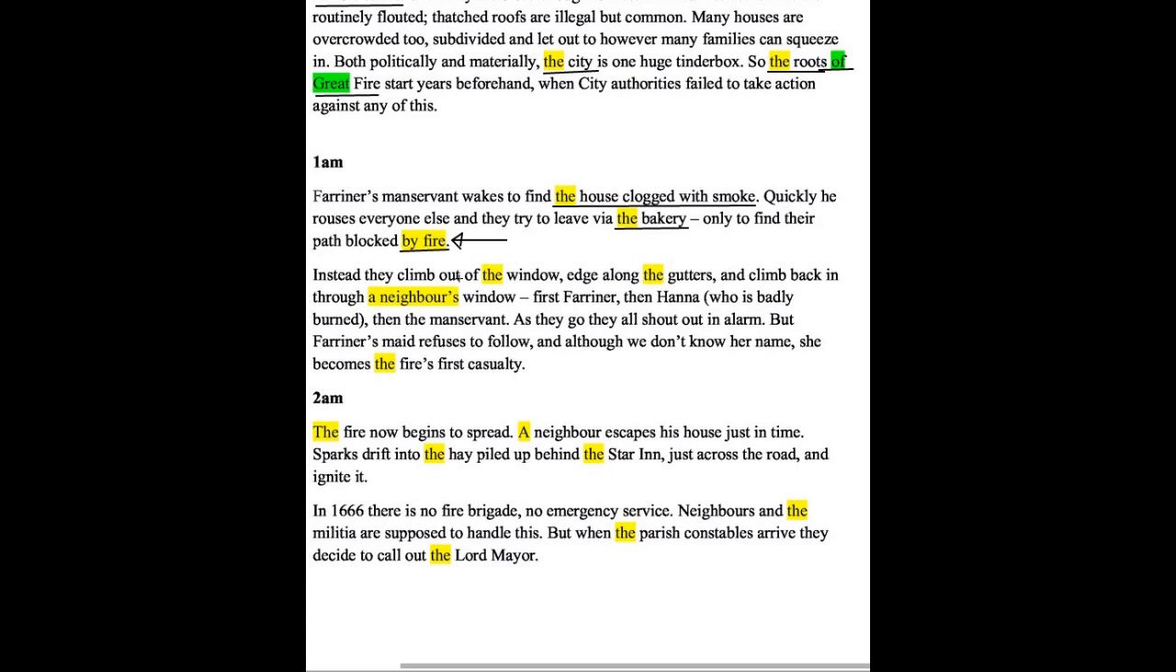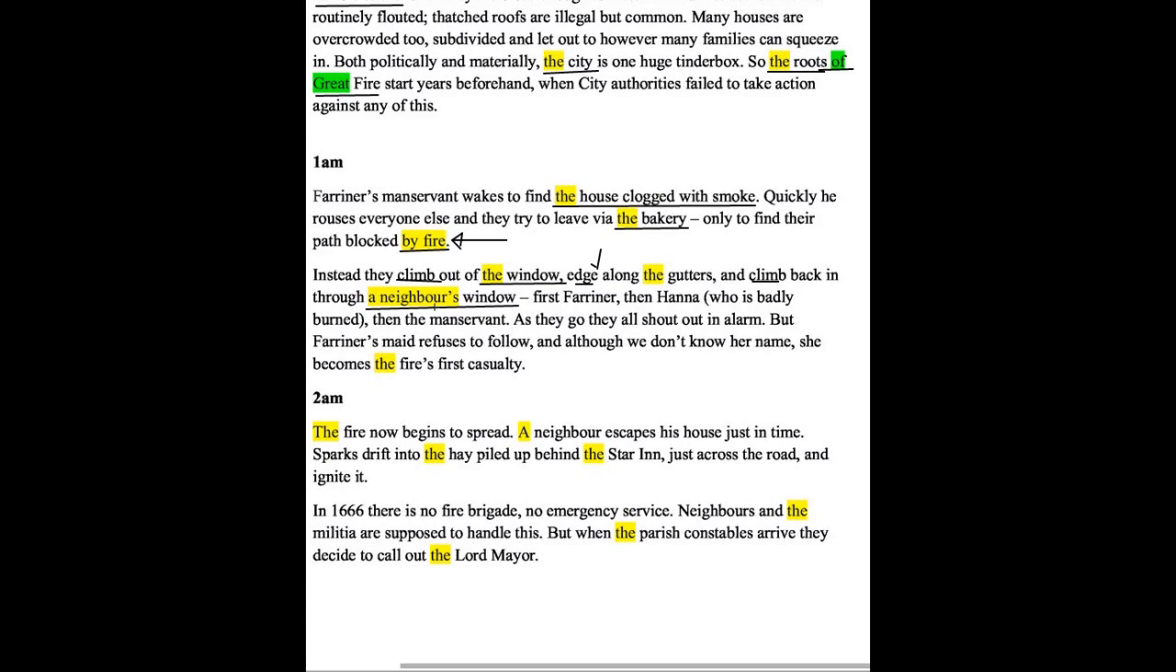Okay, instead they climbed out of the window, his window. They climbed out of the window, edged, he's made a mistake there as well, edged along the gutters. Oh no, sorry, he hasn't. He's using present tense here to describe it. So instead they climb out of the window, they edge along the gutters and climb back in through a neighbour's window. Now, a neighbour's window, we say a neighbour.